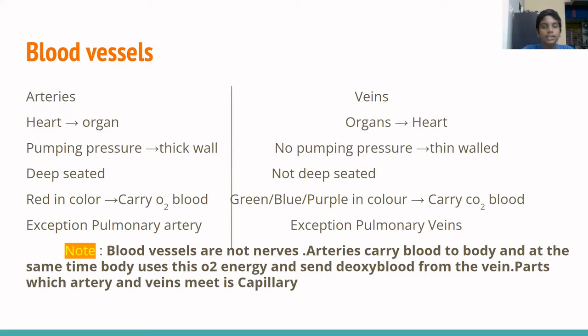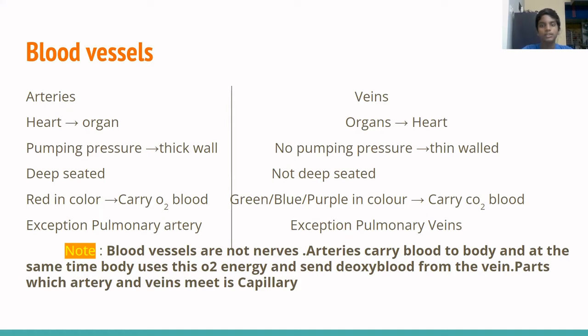Blood vessels is the next topic. The blood vessels are of two types, arteries and veins. The third type is capillary. Arteries go from heart to organ. The blood is taken from the heart to the organ, which means they take the oxygenated blood pumped by the heart.